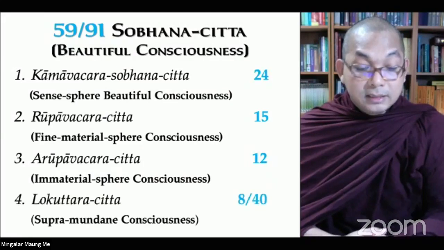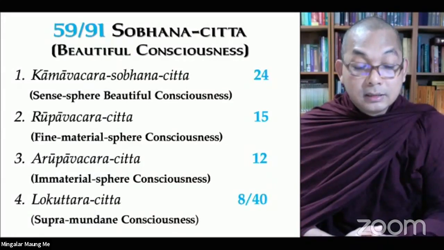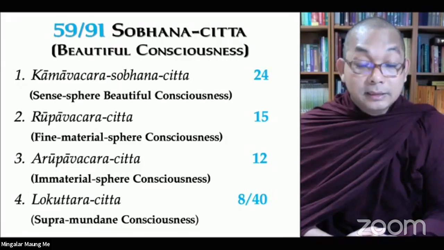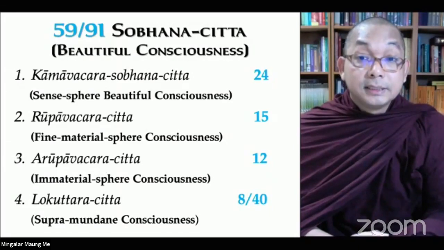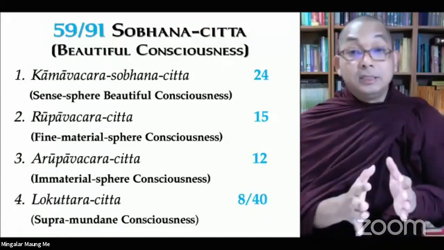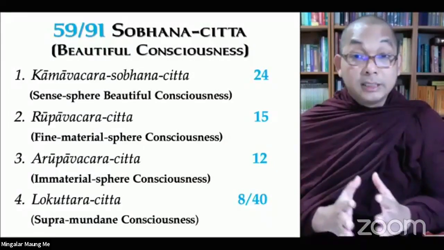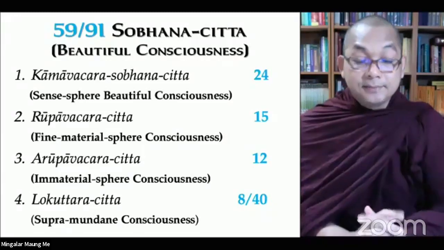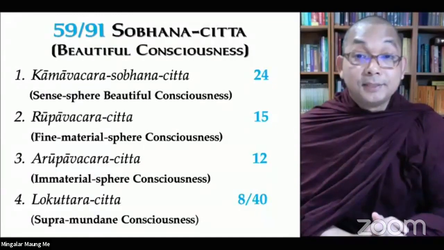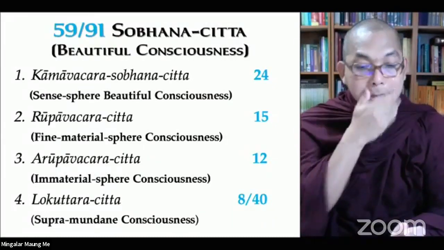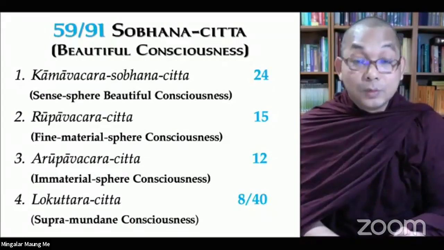And we have 8 lokiya chittas in summary. Then we can multiply these 8 into 40. 8 in general, 8 lokuttara chittas in summary, and 40 lokuttara chittas in broader classification. So if we count sobhana chittas in summary, we will have 59. In greater classification, 91. So we will learn one by one.